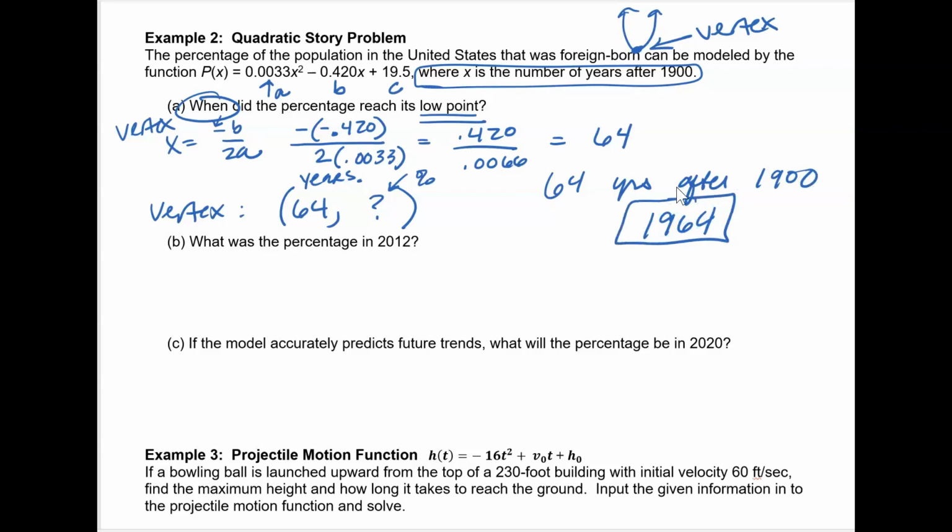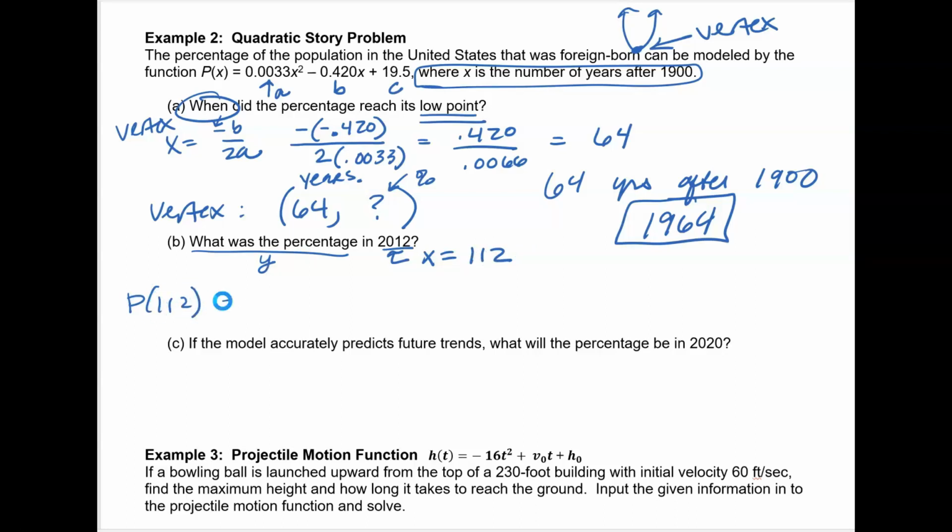So the next one, what was the percentage? We're looking for y in 2012. So we have to figure out, how many years after 1900 is that? From 1900 to 2000 would be 100 years, and then 2012 would be another 12. So this would be x equals 112. So all this is saying is find p of 112.